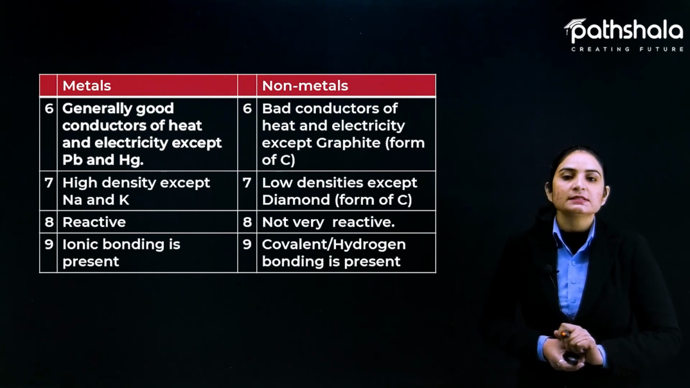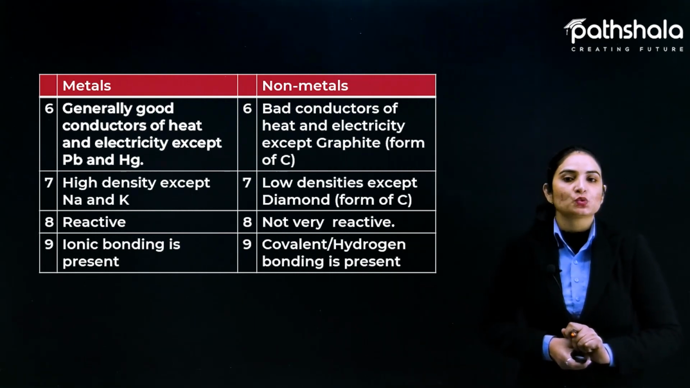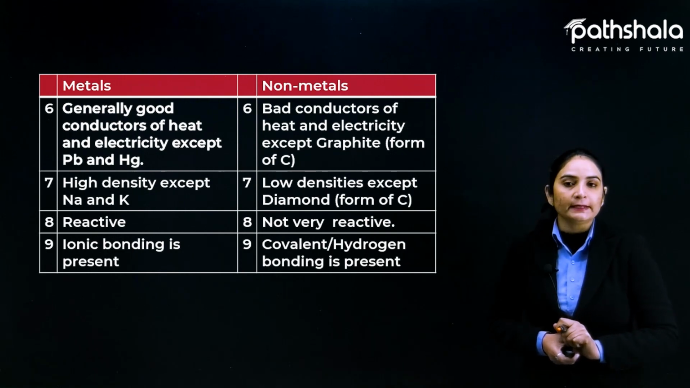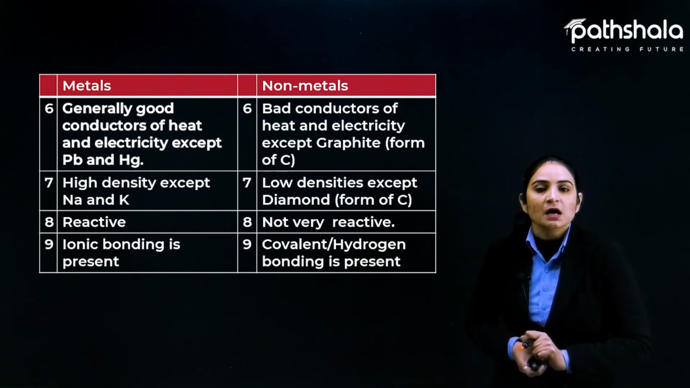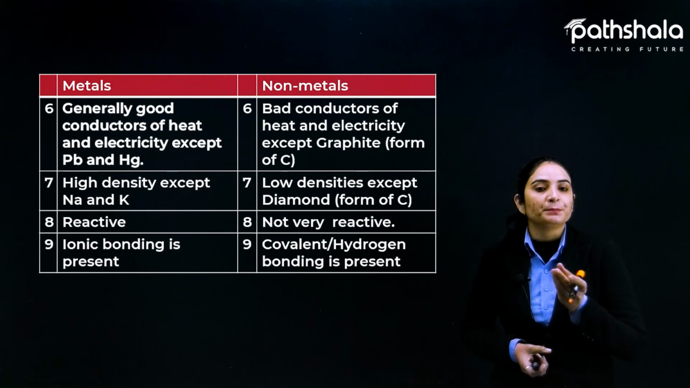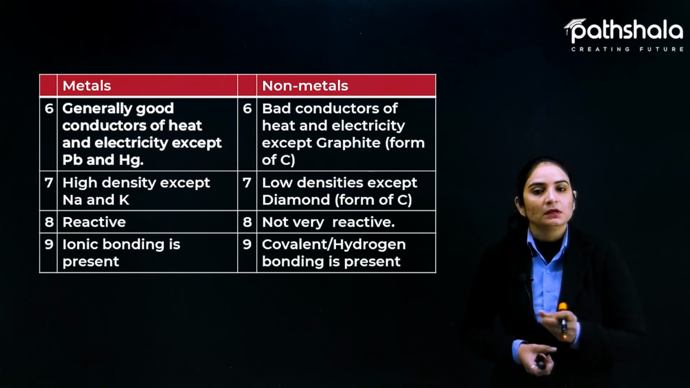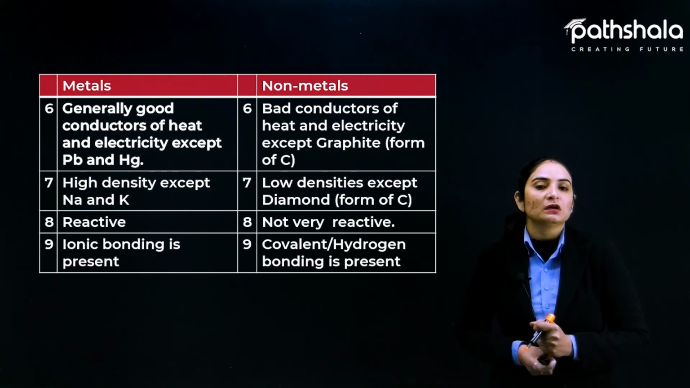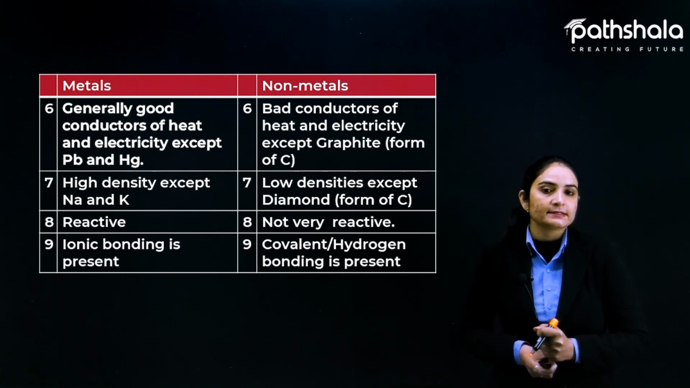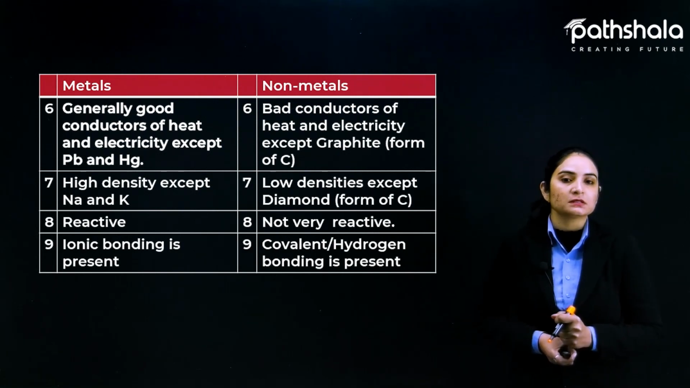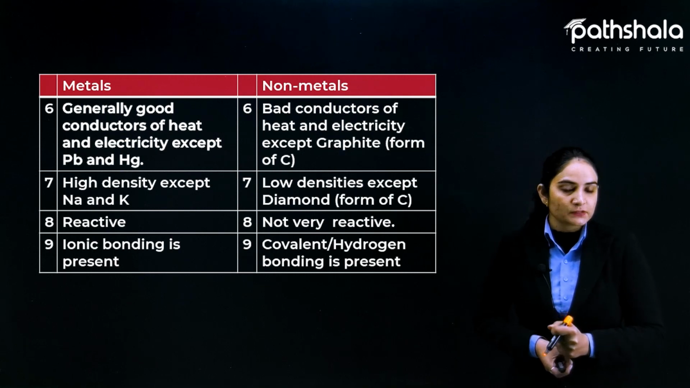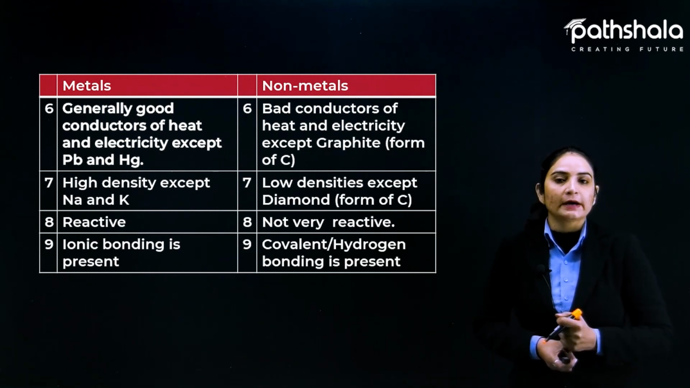Fine. Next is high density except sodium and potassium. Metals are solid, meaning they are dense, but in the case of sodium and potassium they are a bit brittle. They are not that dense. Fine. Another is non-metals. Non-metals have low densities except diamond. Diamond is the hardest substance known. So that is very dense, that's why it is hard. That is a form of carbon again.